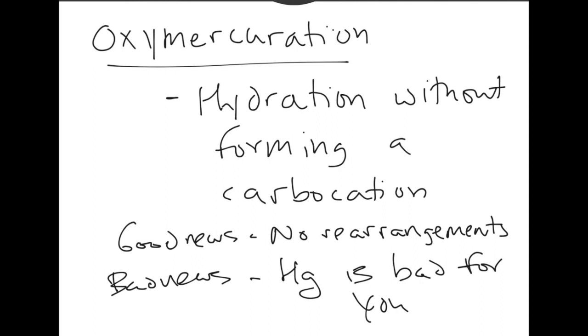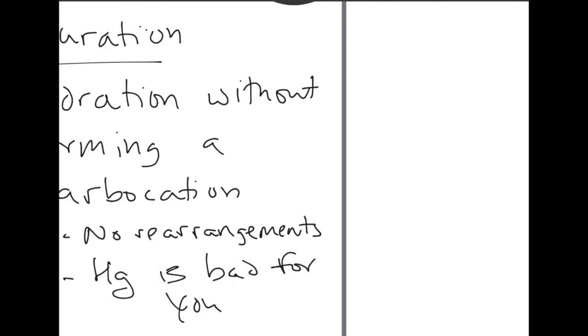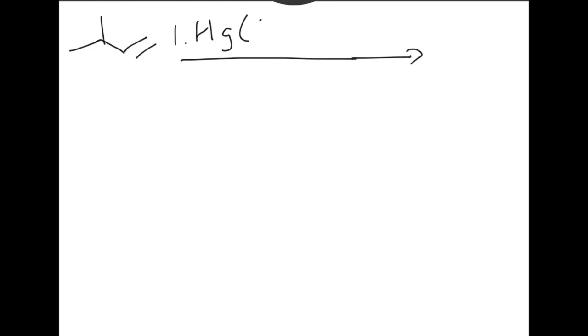All right. So this reaction occurs in 2 steps. So you take your alkene, and I'm not going to have enough space. So you take mercury acetate, water. So that's Hg(OAc)2, water, and THF.